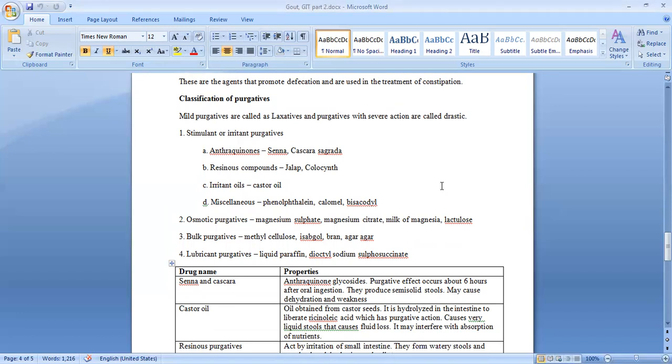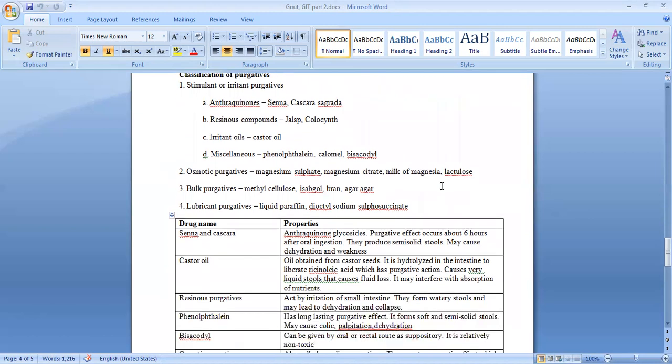So anthraquinone compounds can be used. Drugs like senna, cascara can be used. Then some resinous compounds like jalap or colocynth can be used. Then certain irritant oils like castor oil can be used. And phenolphthalein, calomel and bisacodyl are also used as stimulant or irritant purgatives.